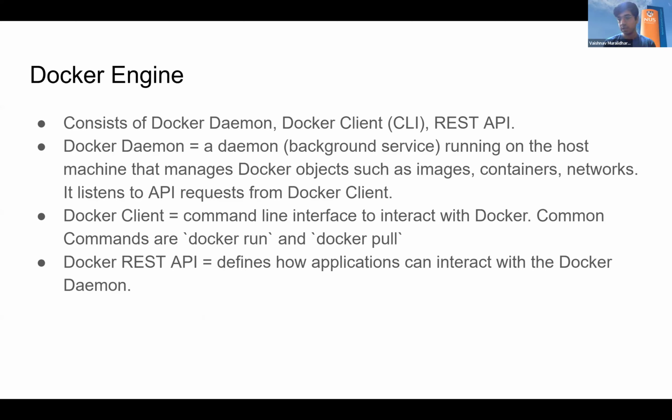I'll explain what they are. The Docker daemon is a background service that's running, and it manages Docker objects such as images. Images, obviously not pictures; I'm referring to Docker images here, which are instructions to create containers, networks, etc., and also something else called volumes. I'll explain what volumes are in a bit as well. It listens to API requests from the Docker client.